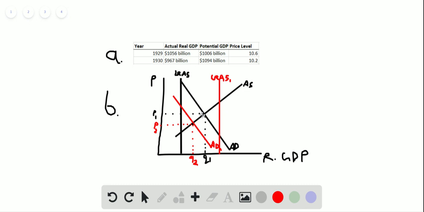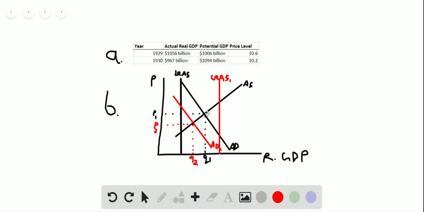So initially we have a point here at P1, Q1, which represents the actual real GDP in 1929 and the actual price level in 1929. And this is where short-run aggregate supply and aggregate demand cross over. At the same time, long-run aggregate supply is much lower at $1,006 billion.